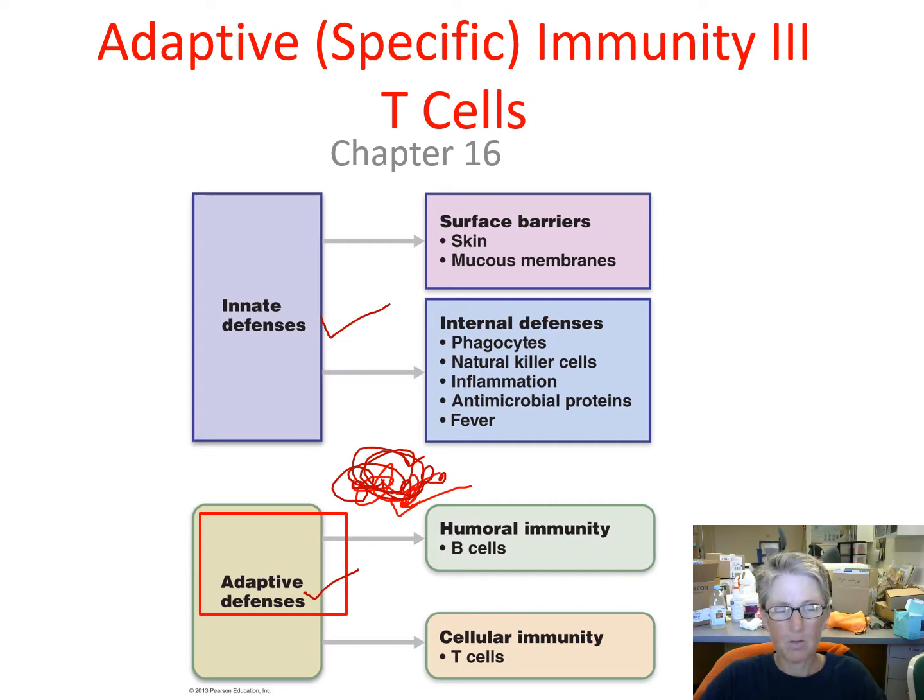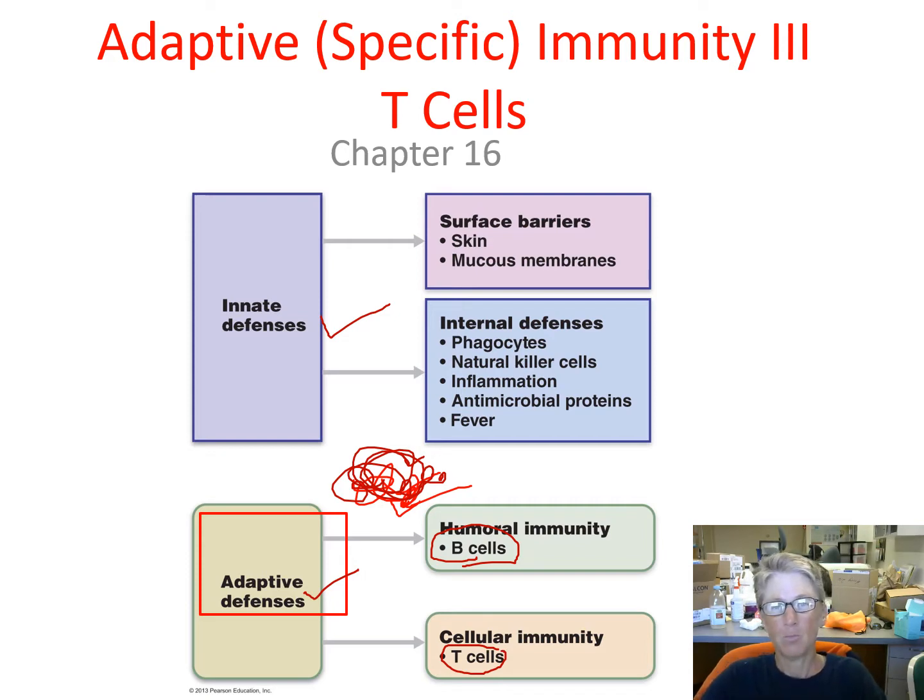Adaptive defenses, it's also called the third line of defense. It's also called specific immunity. So you get 3 for 1 on that. But the major players in adaptive immunity are the B cells and humoral immunity, which we talked about in the previous video, and then the T cells, which do cellular immunity.